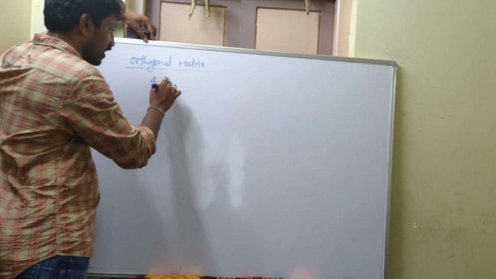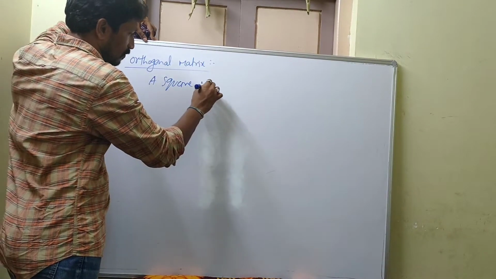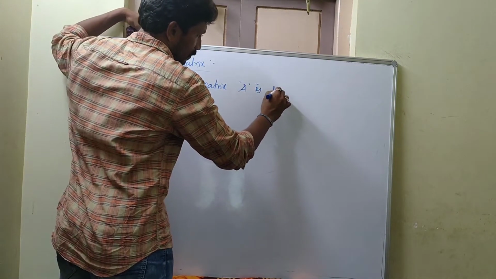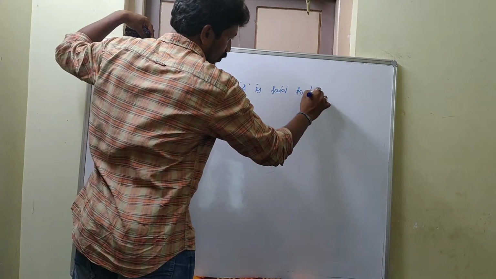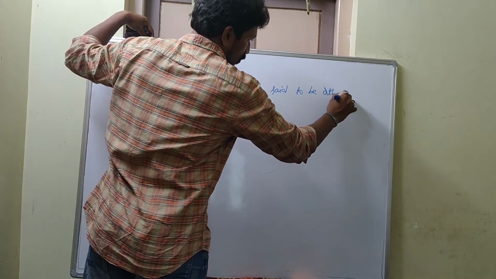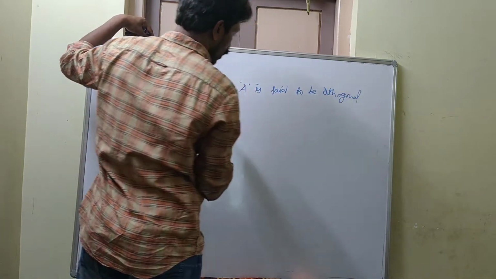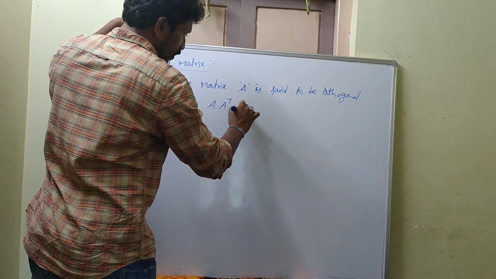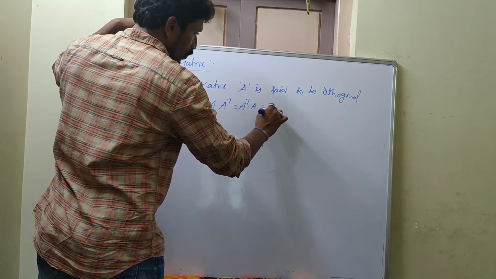So, a square matrix A is said to be orthogonal if A into A transpose is equal to A transpose into A is equal to I.